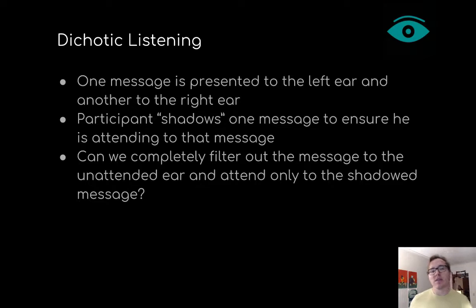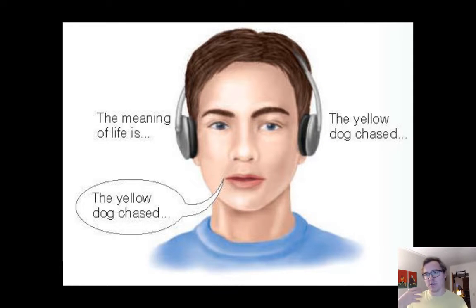So the question that researchers were asking is, can we completely filter out the message in the unattended ear and only attend to the shadowed message? Basically, can we completely drown this out and not pay attention to any information that's coming in our left ear? So here's an example. Billy is hearing the message, "the meaning of life is," and "the yellow dog chased" in another ear. He's been asked to shadow his left ear, and so he's saying "the yellow dog chased."